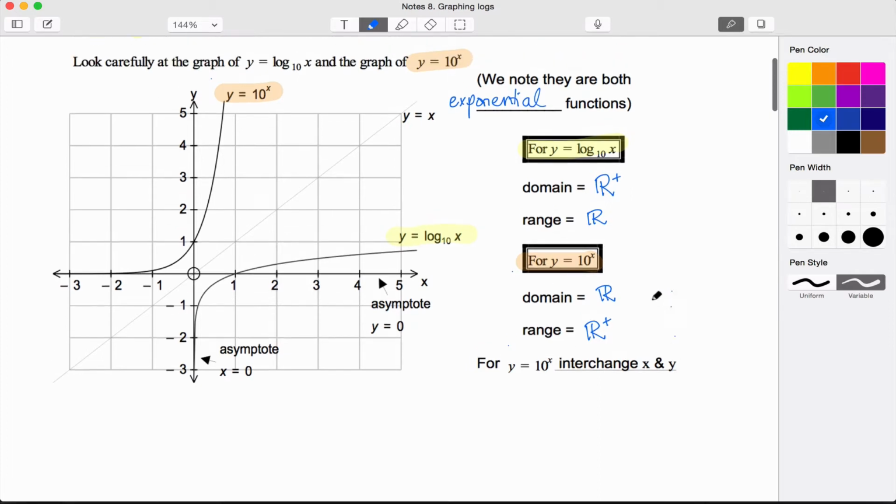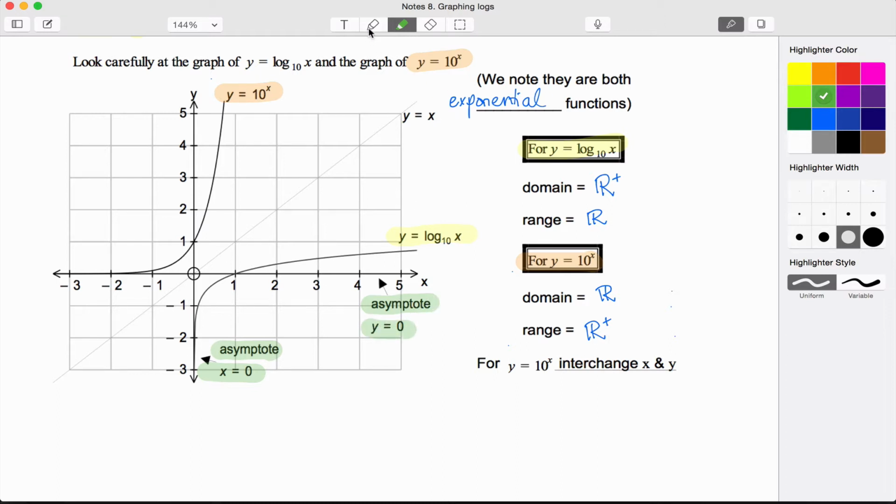I also want to point out in our graph here, I'm going to put it in green, is our asymptote. The asymptote for y equals log 10x is x equals 0, and our asymptote for the other one is y equals 0. You should already know this one. This one is new, so it's just a vertical asymptote there.